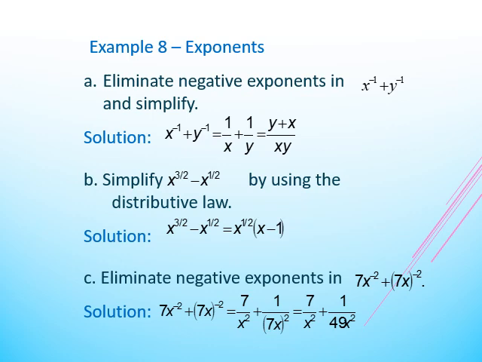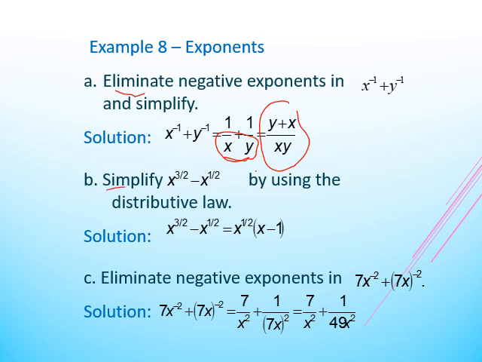Now let's move to one example for the exponents. Here, the question asks to eliminate the negative exponents. If we have x to the power negative 1 plus y to the power negative 1, then simplify. x to the power negative 1 equals 1 over x, plus y to the power negative 1 equals 1 over y. We take a common denominator, so the value will be y plus x over x times y. Here we get rid of the negative exponents as the question requires.